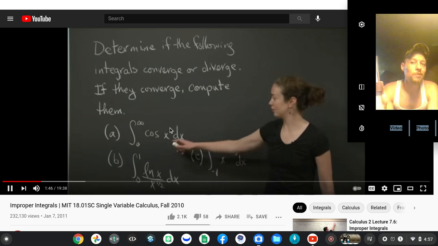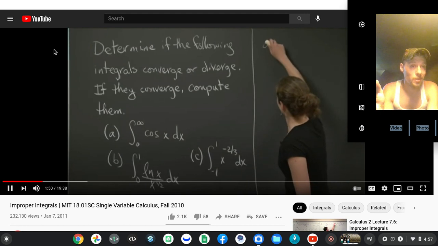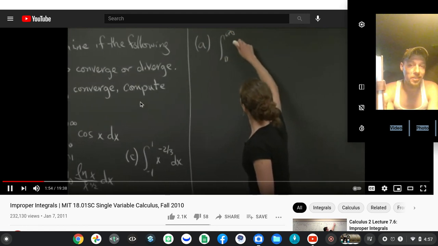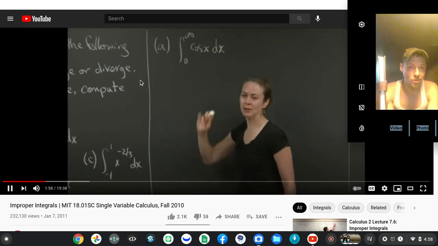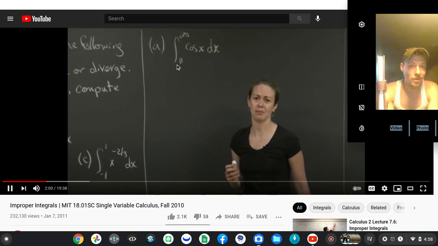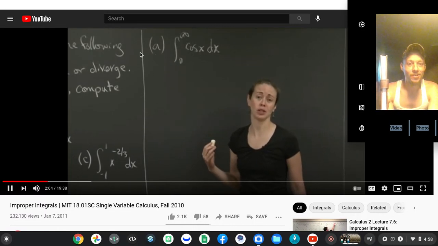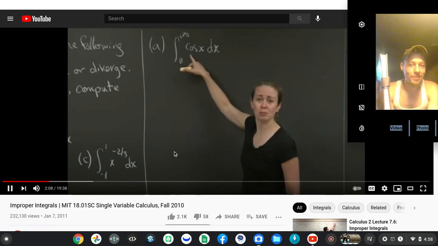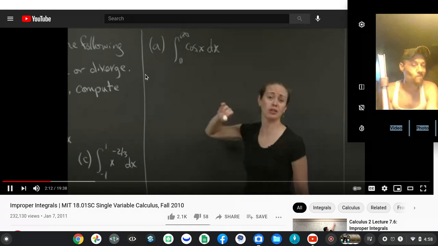So let's look at the first one. I'll rewrite it up here. This is kind of interesting because maybe this is a little bit different than what you have seen previously in the way of saying this is potentially improper. Because again, cosine x certainly doesn't blow up anywhere, right? It's bounded between -1 and 1, so the function itself is not blowing up.